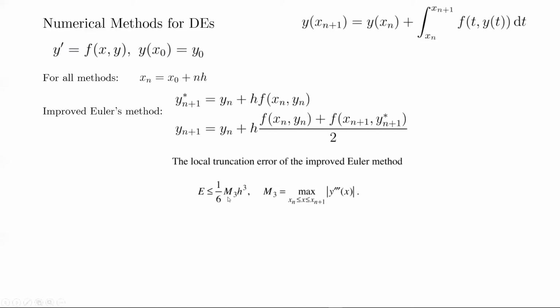This thing m3 here is the maximum of the third derivative of the exact solution on this domain xn to xn plus 1. So we'll come back to this a little bit later. But for now, I should also say that the global truncation error of the improved Euler's method is order h squared. So if we half the step size, then we reduce the global error by 4 times. So that's 2 squared.